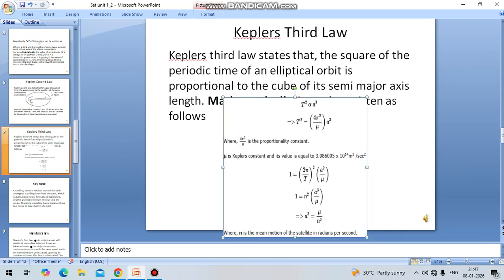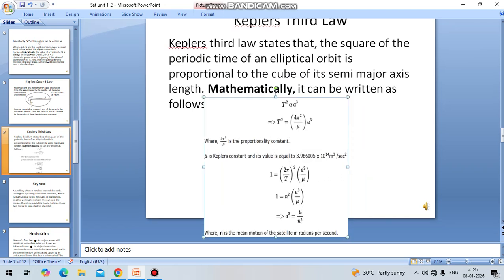So Kepler's third law states that the square of the periodic time of an elliptical orbit is proportional to the cube of its major axis length. Mathematically it is given as T squared, which is directly proportional to a cubed. To remove this proportionality, we include a constant whose value is 4 pi squared by mu. Here 4 pi squared by mu is the proportionality constant and mu is Kepler's constant.